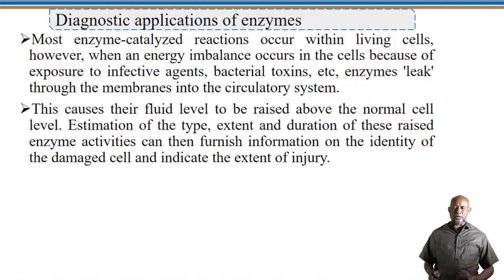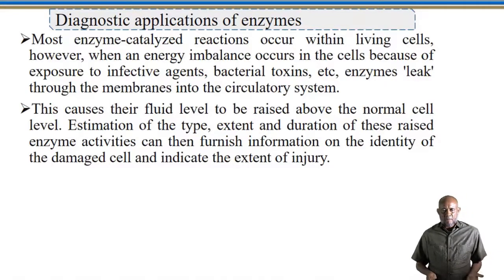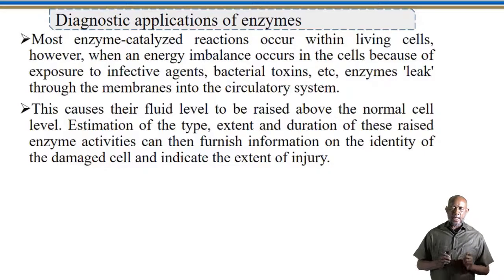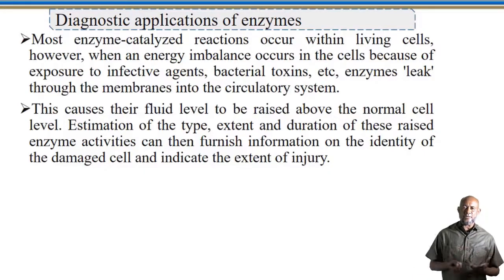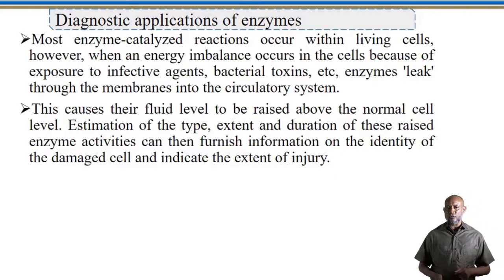Most enzyme-catalyzed reactions occur within living cells. However, when an energy imbalance occurs in the cell because of exposure to infectious agents like bacteria, toxins, and so on, enzymes leak through the membranes into the circulatory system. This causes their fluid level to be raised above normal. Therefore, estimation of the type, extent, and duration of this raised enzyme activity can furnish information on the identity of the damaged cells, indicating the extent of injury.